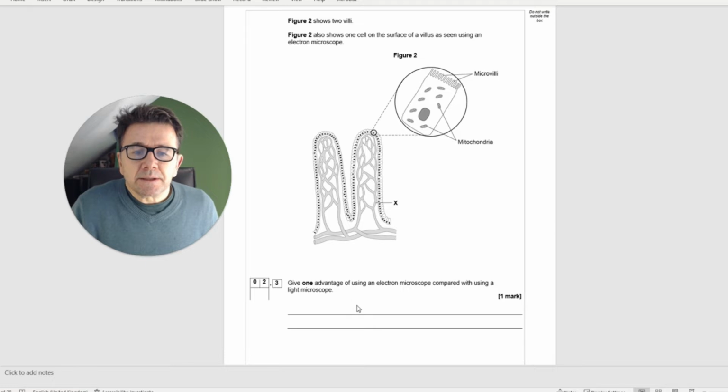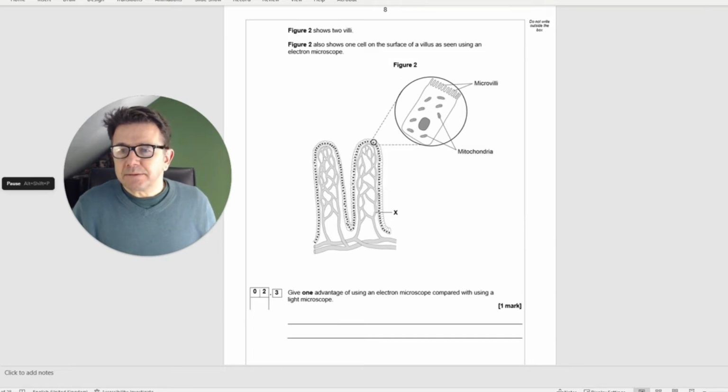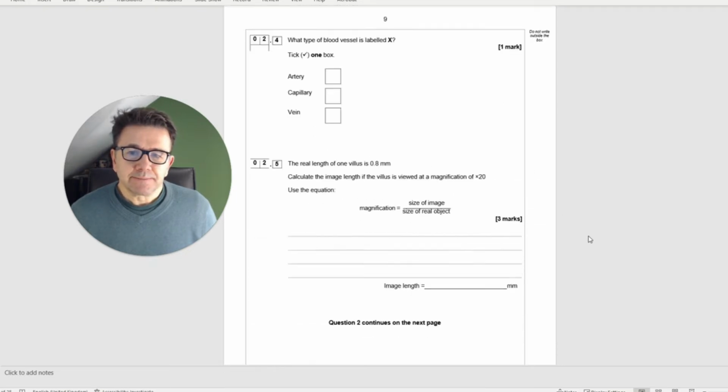And then 1 mark, it says give one advantage of using an electron microscope compared with using a light microscope. So you did this in cell biology, and there are 2 answers you could have. So let's have a look at the answers. So you could have had any one from a greater magnification or higher magnification or a higher resolving power. Okay, so again, that's your knowledge. So if you revise that, you would have got that correct.